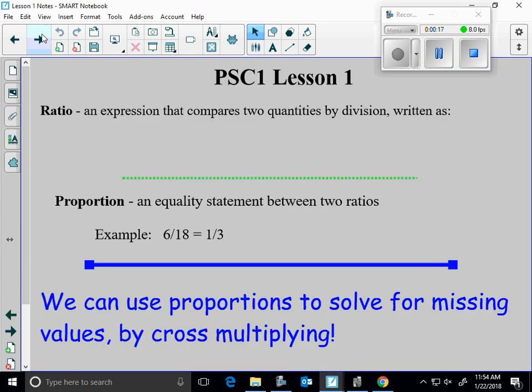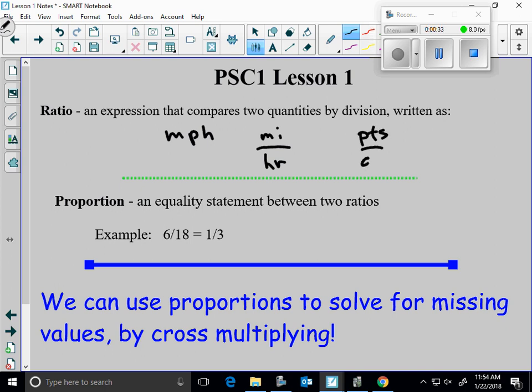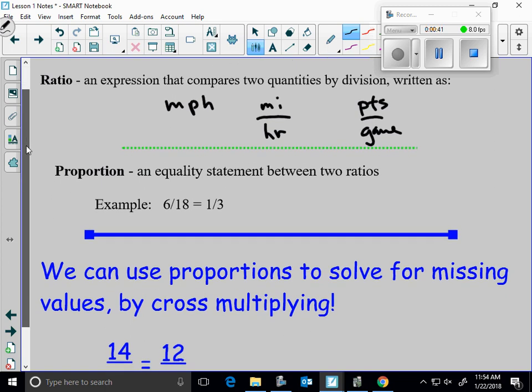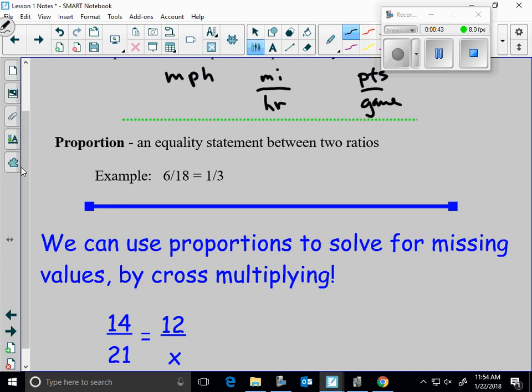All right, a ratio is an expression that compares two quantities by division, written as, for example, miles per hour. You're not typically seeing it like this, but that's what we mean. Or points per game. Any ratio you can use there would be sufficient as long as it's using division. That's a ratio.